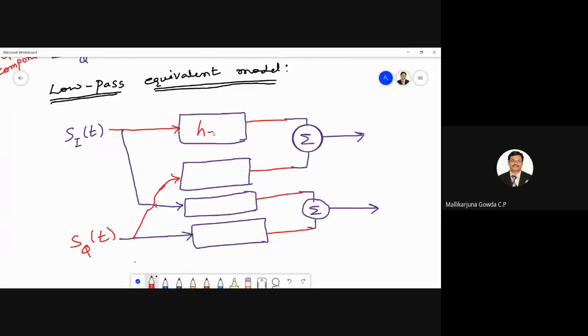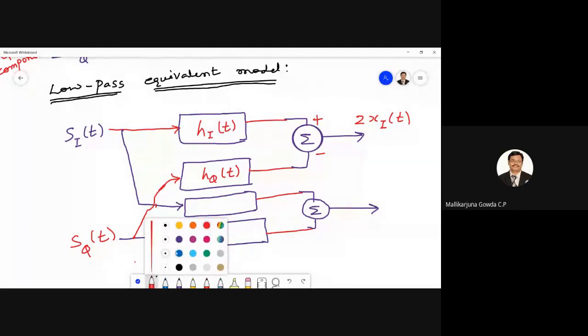So can I say this will be my hi of t, and this will be hq of t? If I do this, si of t convolved with hi of t, minus, you just see the expression for 2 into xi of t, xq of t convolved with hq of t. What I get here is 2 into xi of t. Is this fine?